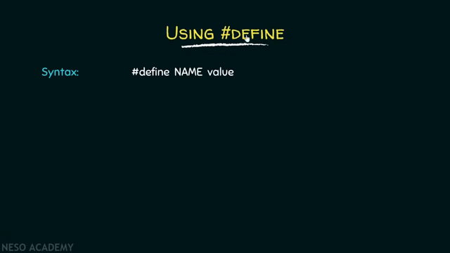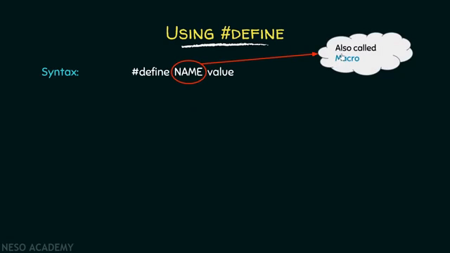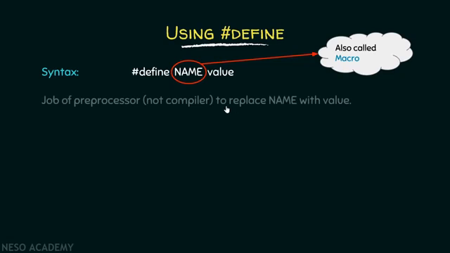Let's see how to use #define. The syntax for #define would be #define, then name, and then value. Sometimes the name is also called a macro. The job of the preprocessor, not the compiler, is to replace the name with the value.